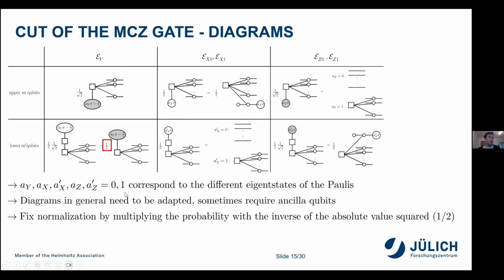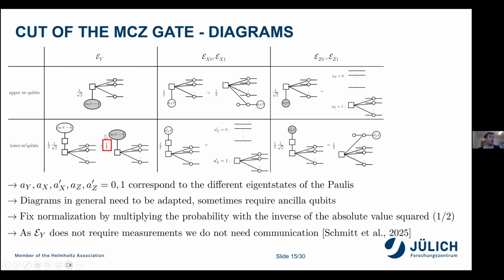Yes, then sometimes it also happens that the scalar that comes with the diagram does not give the correct normalization, like here. This is the only one of these 6 diagrams that is not correctly normalized. And in particular, it is missing a factor of square root 2. And it turns out that we can add this factor if we multiply the probability to call this diagram by the inverse of the absolute value squared. So here it means that we need to multiply the probability to call this channel by 1/2.